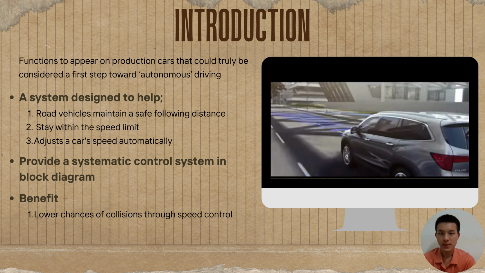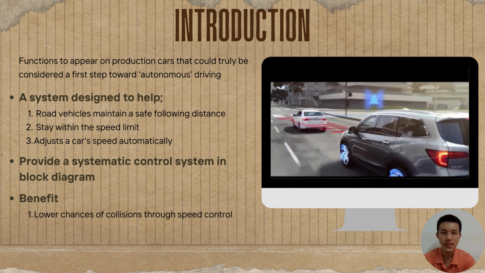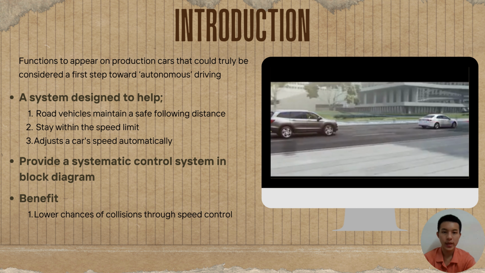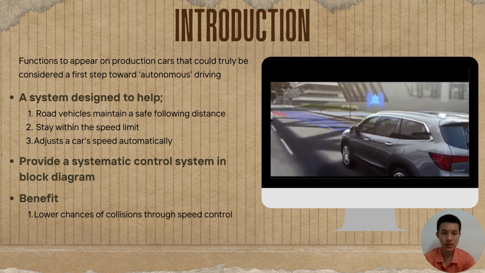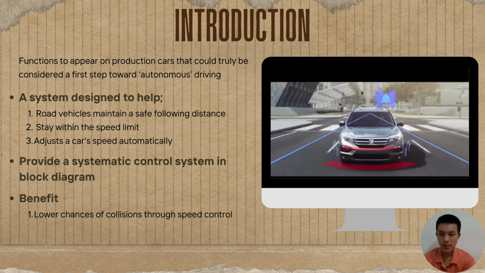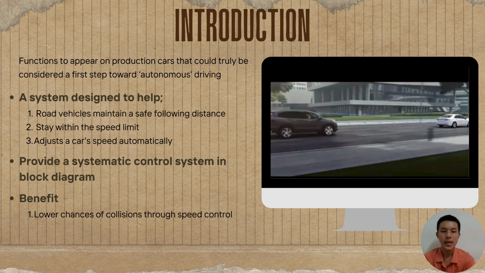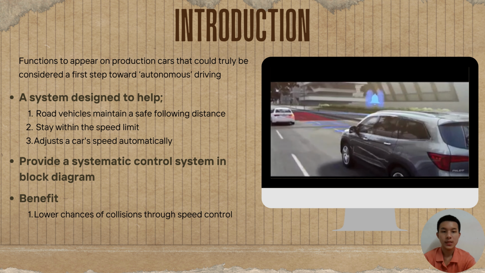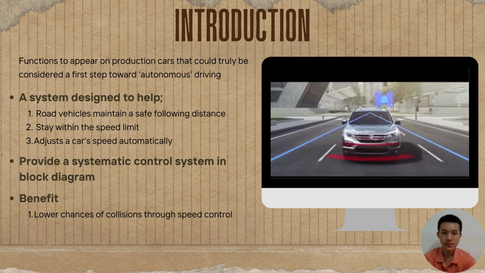The adaptive cruise control is a function to appear on production cars that could truly be considered as a first step toward autonomous driving. So it is a system designed to help the road vehicle to maintain a safe following distance and stay within the speed limit. Besides that, it also helps to adjust the speed automatically according to the road situation so that the drivers don't have to do it on their own, such as when they want to decelerate, they will step on the brake pedal, while when they want to accelerate, they will throttle it up.